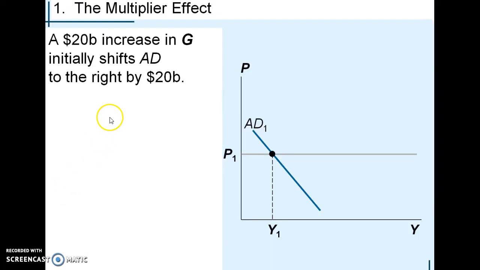So going through an example of the multiplier effect, the scenario was the government buys $20 billion worth of planes from Boeing. So $20 billion worth of goods come into existence, and aggregate demand would shift to the right by $20 billion.